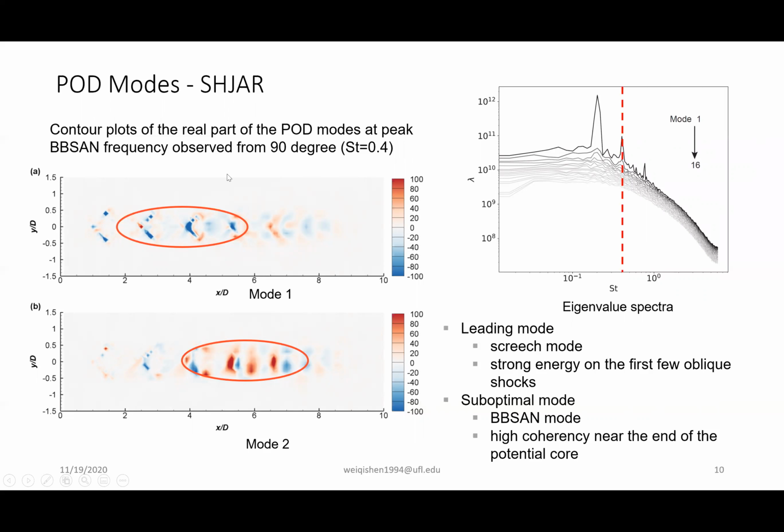We can see from the left, the contour plot of mode 1 shows strong energy on the first few oblique shock waves. The second mode shows strong coherency near the end of the potential core, so it should represent the BBSAN mode.